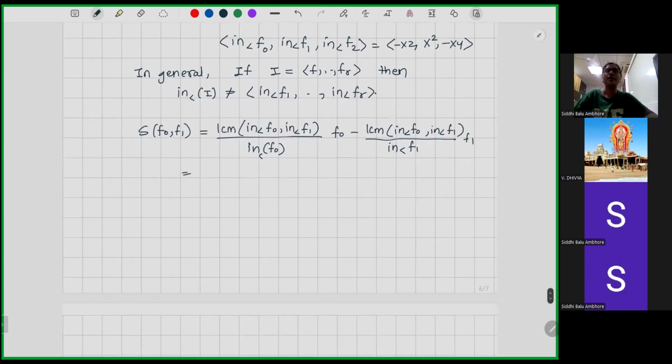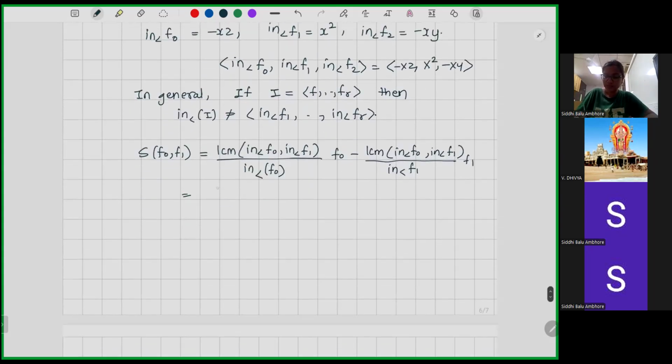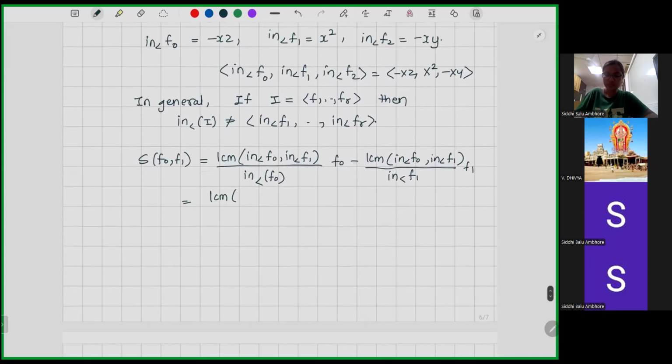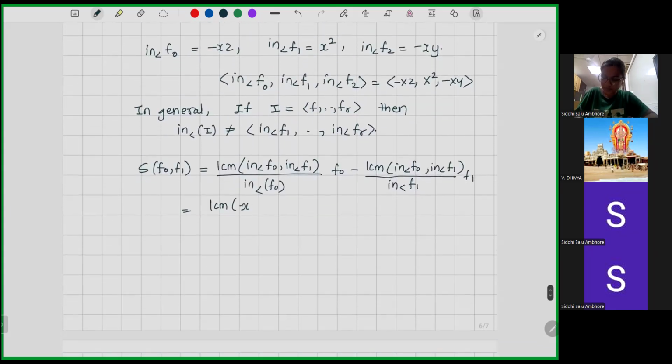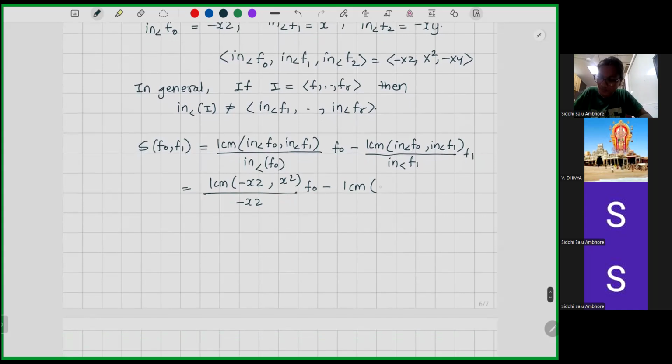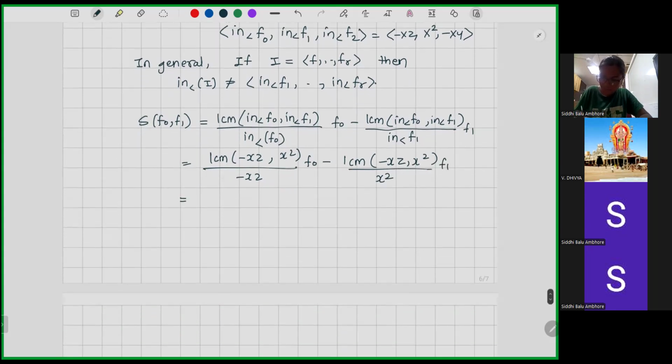So we will calculate these S polynomials and try to obtain the initial ideal of I. This is the LCM of the initial term of f0, minus xz, comma, x square. In this case, since there are three polynomials, we will have to calculate three S pairs: the S polynomials of f0, f1; f0, f2; and f1, f2. So this is f0 again, minus xz, x square divided by x square, and f1. And what is the LCM of this?